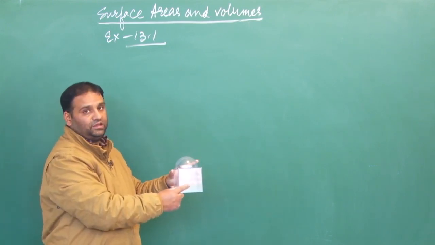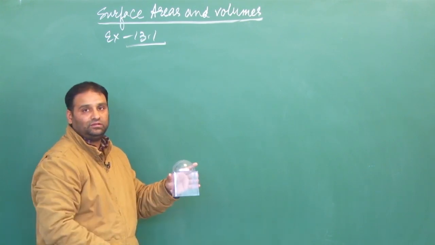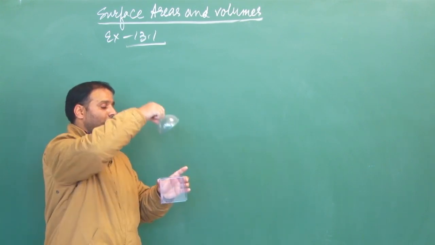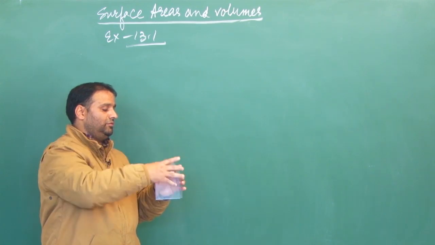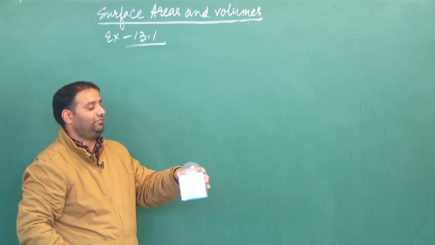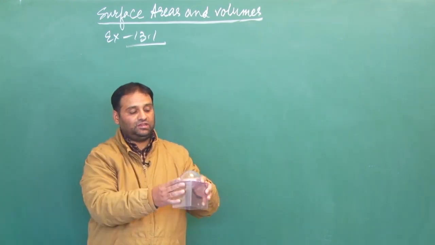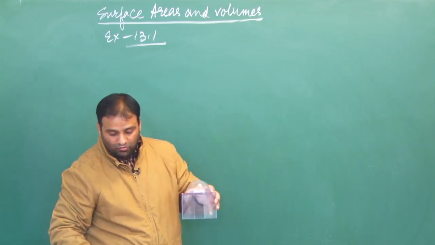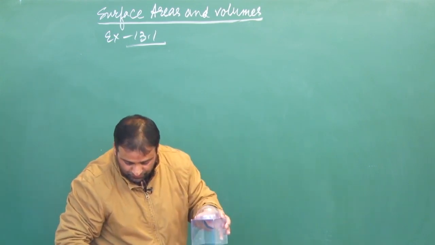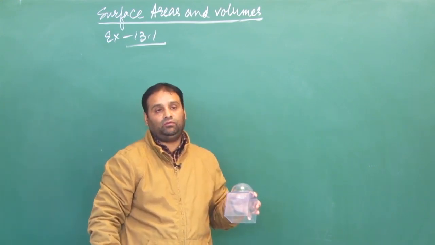A cubical surface with 6 square surfaces and a hemisphere mounted on that. We imagine that it is stuck to one of its surfaces, and the figure looks exactly like this. Now the question is, what is the greatest diameter of the hemisphere we can have?